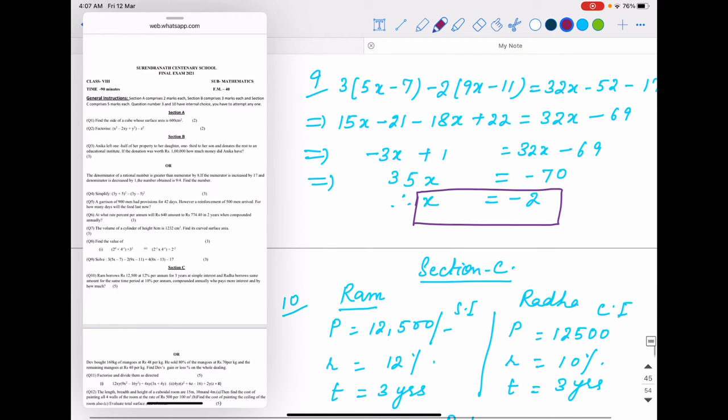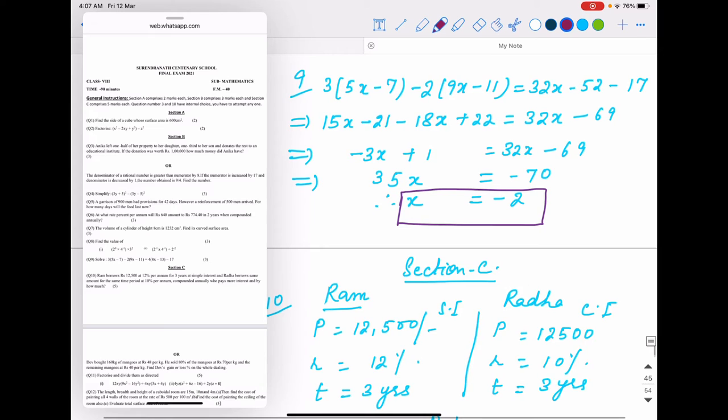Question number 9 is an equation. Simplify the equation. So 3 into 5x, 15x. 3 into 7, 21, minus sign. 2 into 9x, 18, minus and minus, 12, 22. 32x, minus 52, minus 17. So we will add, both signs are minus, so 69.